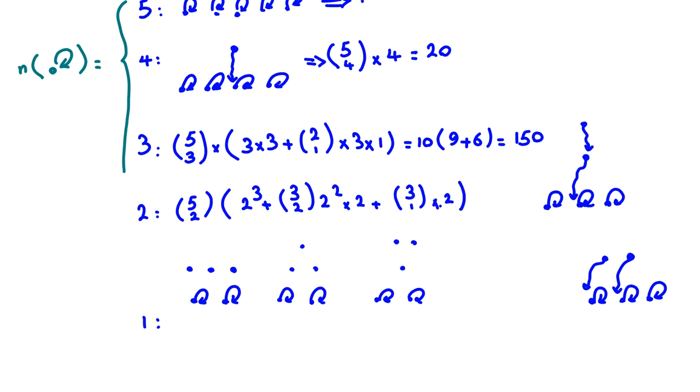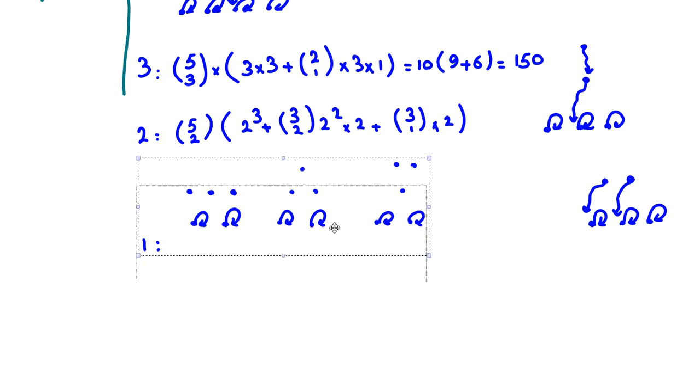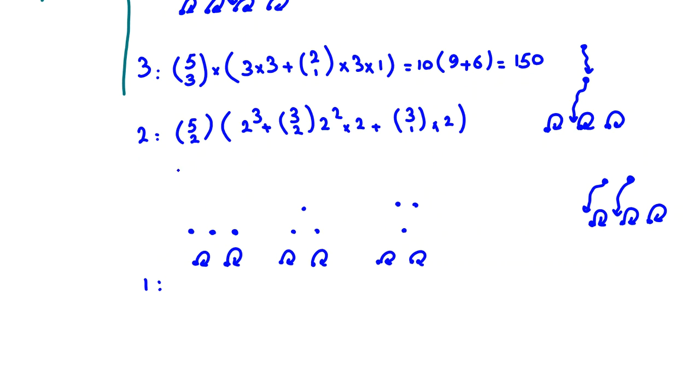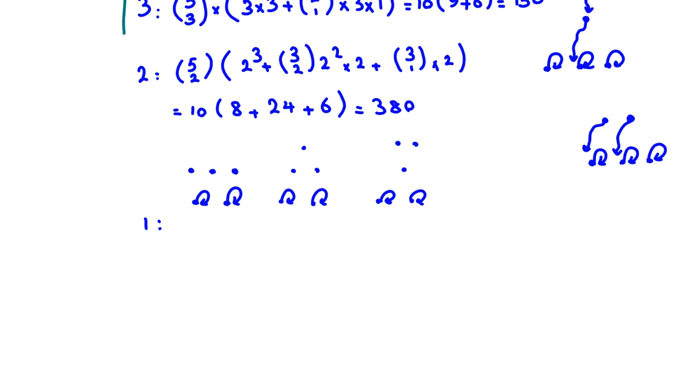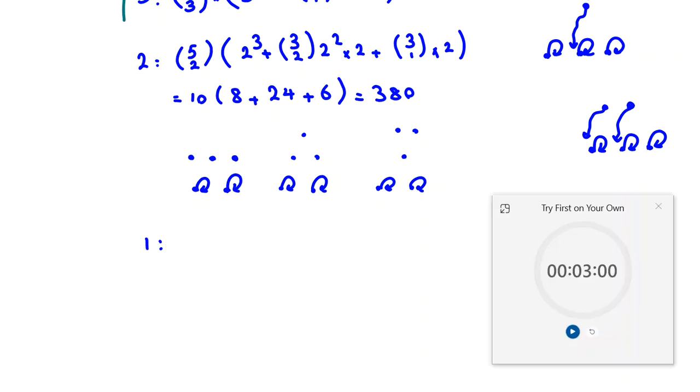Okay, so if we calculate this, let's see, it will be what? 5 choose 2 is 10, 2 cubed is 8, 3 times 8, 24, plus 3 times 2, 6, 30, 38, 380. And the last case, case 1, if you have one loop. Try to calculate this one again first on your own for at least 3 minutes.